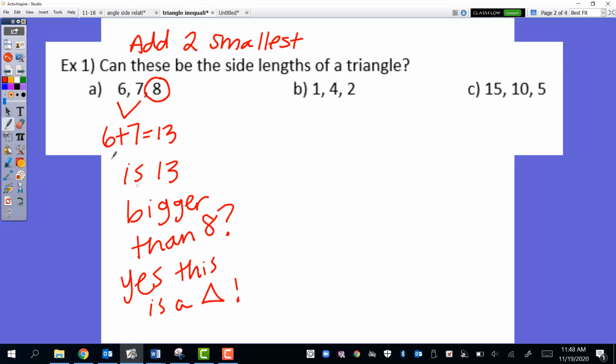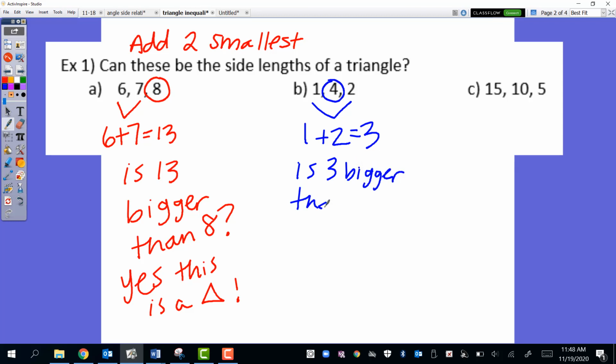So yes. Okay. The second one, which is the biggest number in this group? 1, 4, or 2? Obviously, 4 is the biggest number. So I'm going to add the other numbers. 1 plus 2. What is 1 plus 2? 3. Is 3 bigger than 4? No, it definitely is not. So then this is not a triangle. These could not make up a triangle.